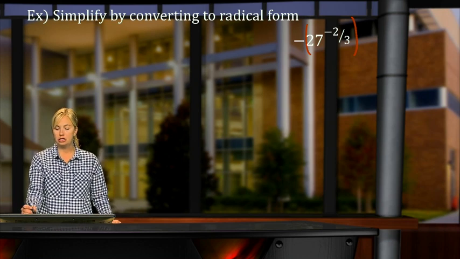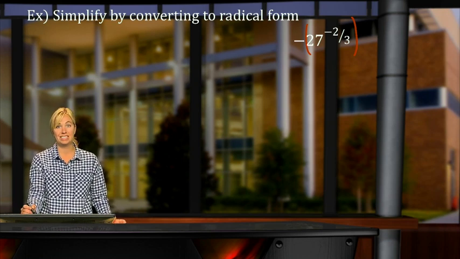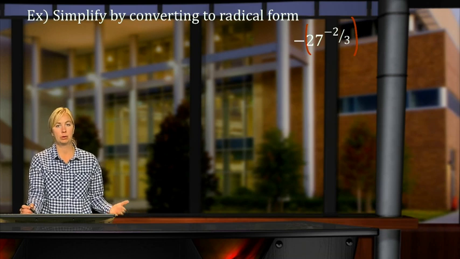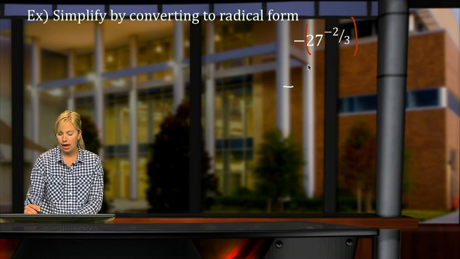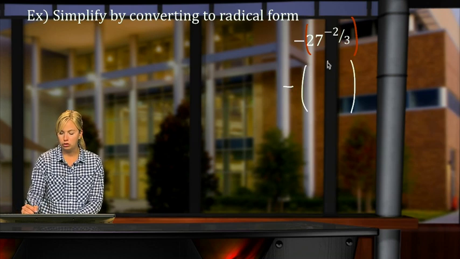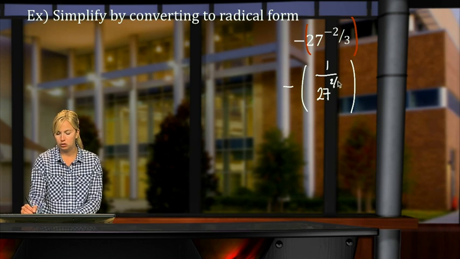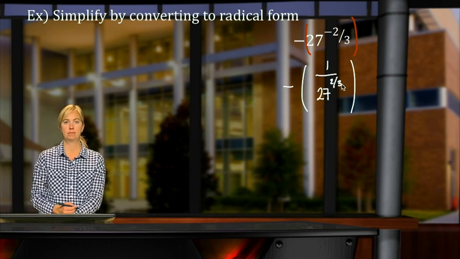So the first thing that we want to do is fix this exponent, which is negative. How do I make an exponent positive? You move it to the other side of the fraction. So the negative is still hanging out in the front, and now I'm going to write this as 1 over 27 to a positive 2/3 power.